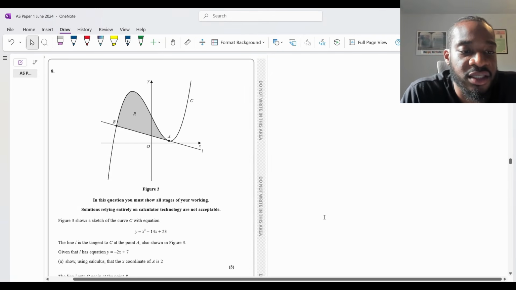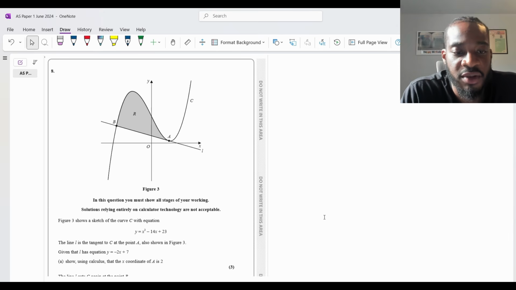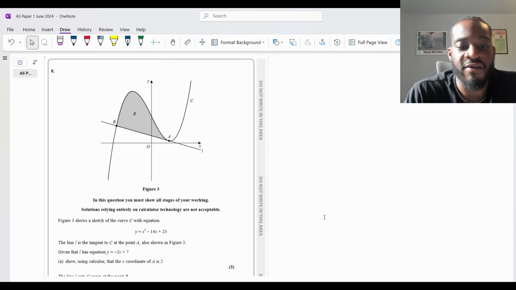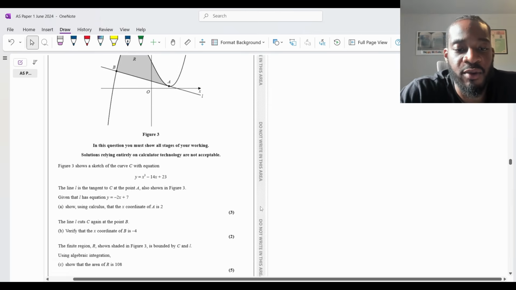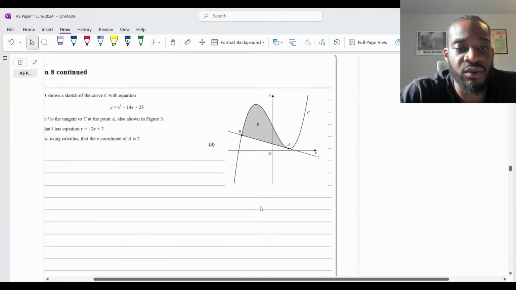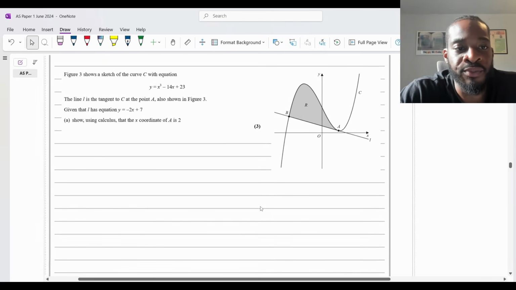Okay, so question 8 says, figure 3 shows a sketch of the curve C with the equation y equals x cubed minus 14x plus 23. The line L is the tangent to C at the point A, also shown in figure 3. Given that L has equation y equals minus 2x plus 7, part A says show using calculus that the x coordinate of A is 2, and this is for 3 marks. So I've just got it summarized down here, so we don't need to keep going up and down.